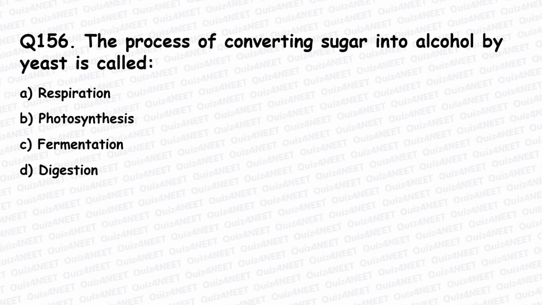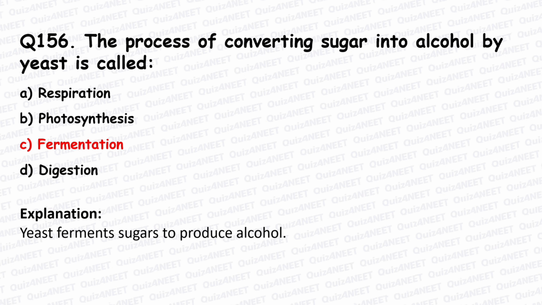Q156. The process of converting sugar into alcohol by yeast is called A. Respiration, B. Photosynthesis, C. Fermentation, D. Digestion. Answer C. Fermentation. Explanation. Yeast ferments sugars to produce alcohol.